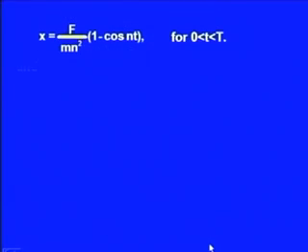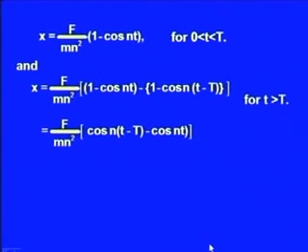Now, we can study the various cases here. When t is more than 0 but less than capital T, u(t − T), the unit step function, takes the value 0. So x will be equal to F over m n² into (1 − cos nt), and when t is more than capital T, u(t − T) is equal to 1. So the displacement x will be equal to F over m n² into (1 − cos nt) minus (1 − cos n(t − T)), and this can be simplified further as F over m n² into (cos n(t − T) − cos nt).